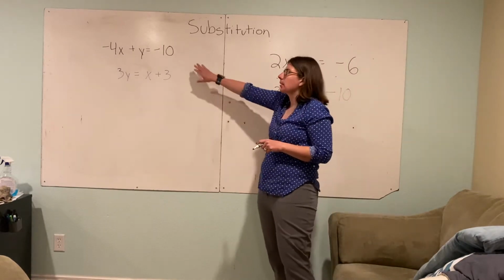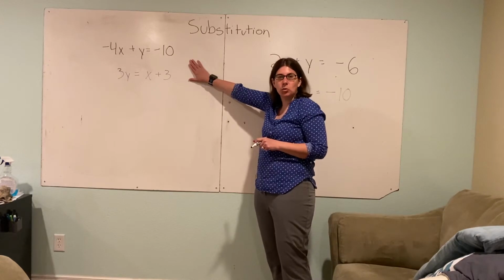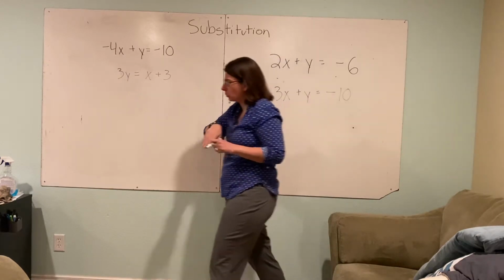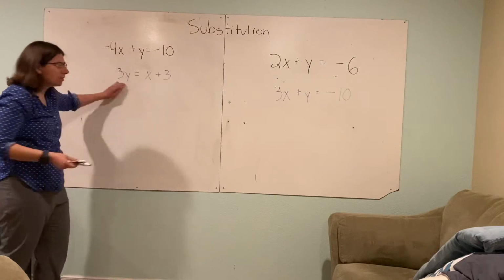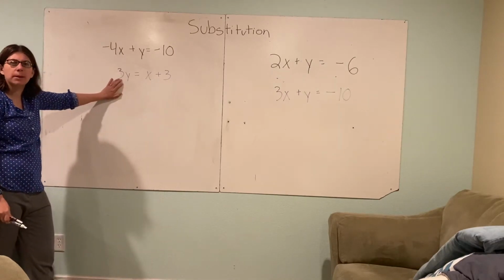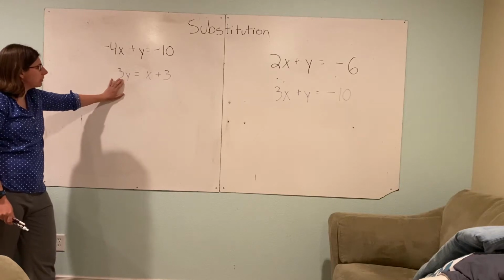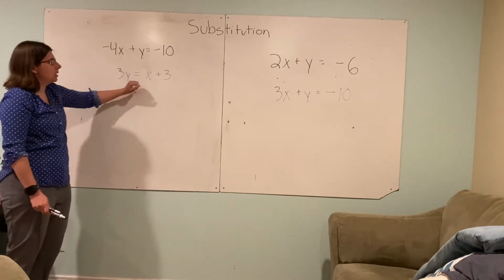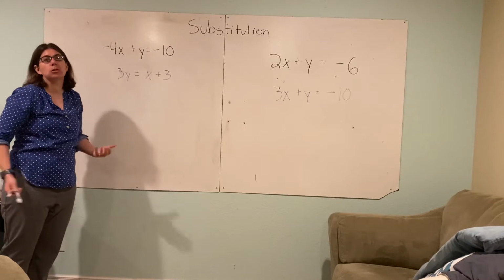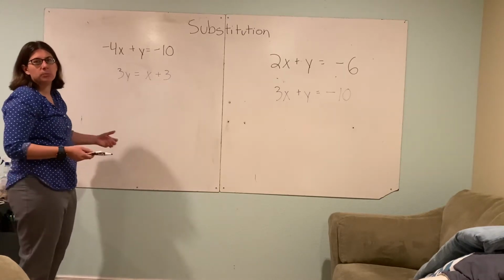When you're using the substitution method, you have to find a variable to isolate, to get by itself. When we're looking at this, you may be tempted to get this y by itself because it's almost all the way by itself, and we would just need to divide by 3. But then you're going to cause a fraction in there, which you can do with fractions, but we just might take a minute and look.